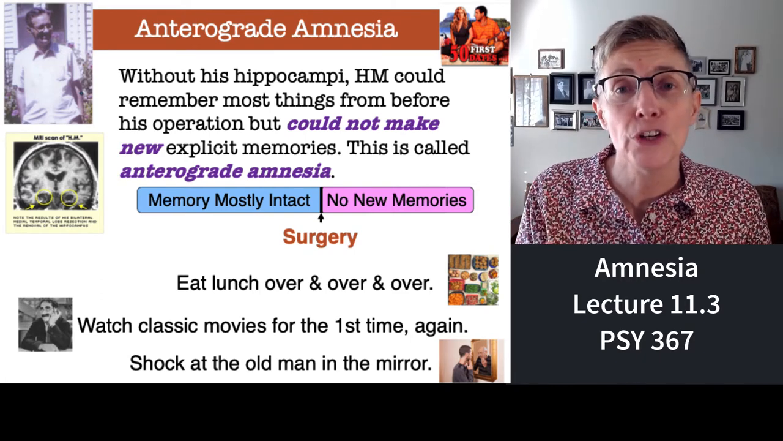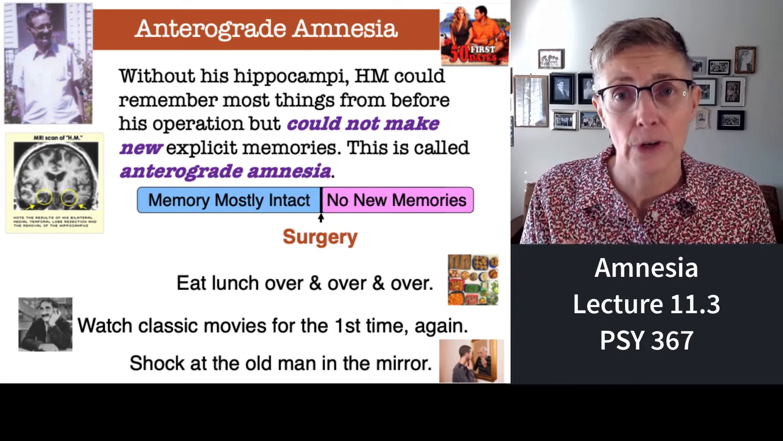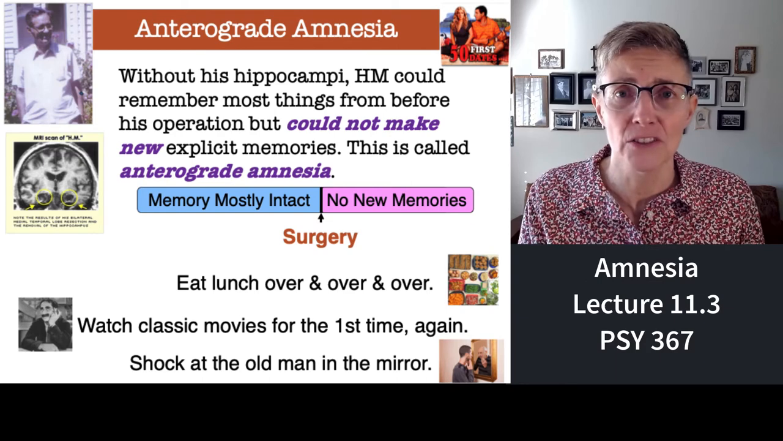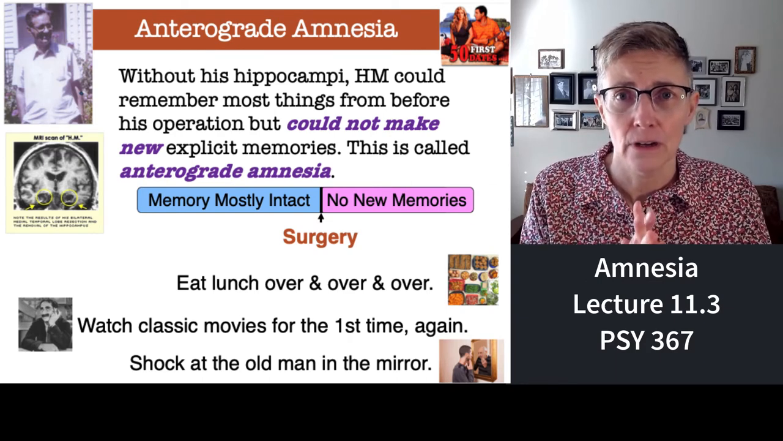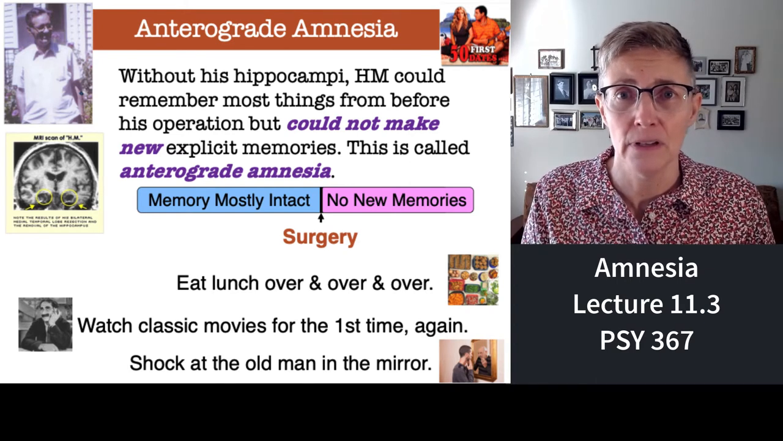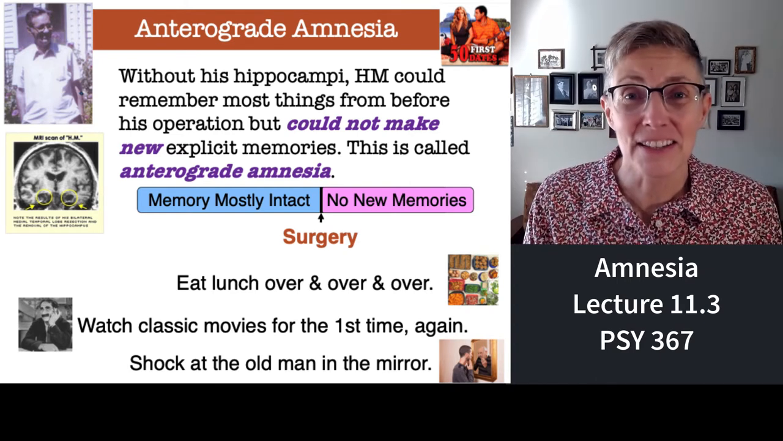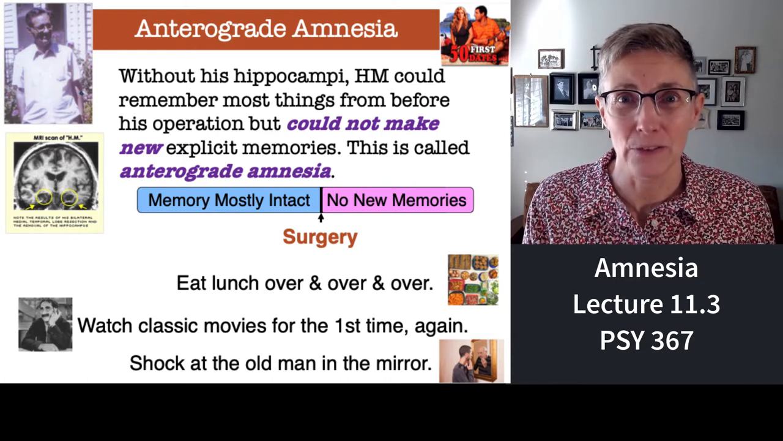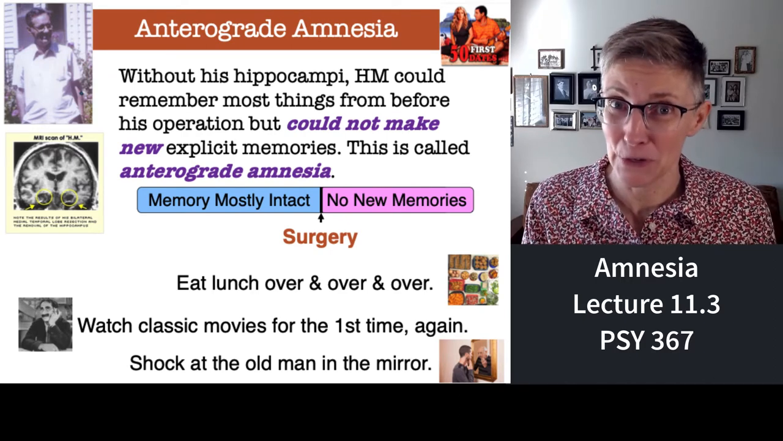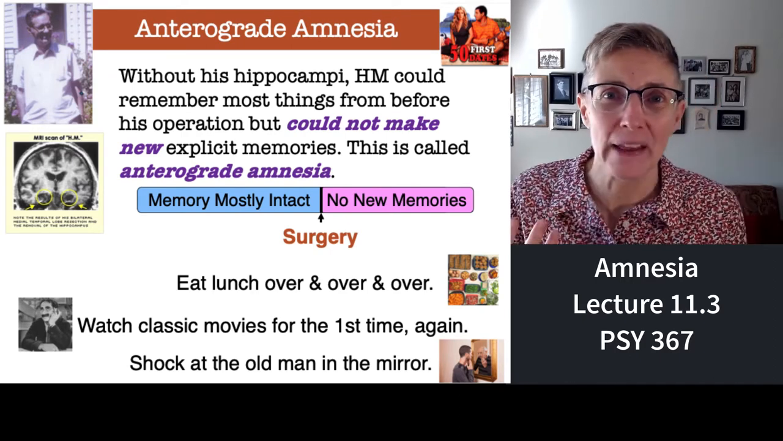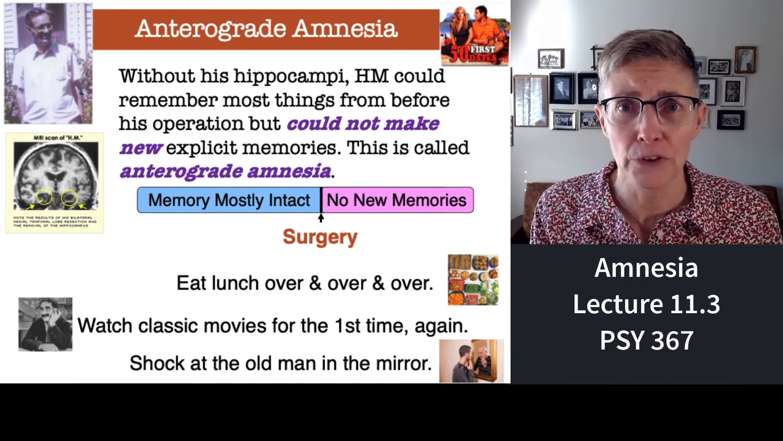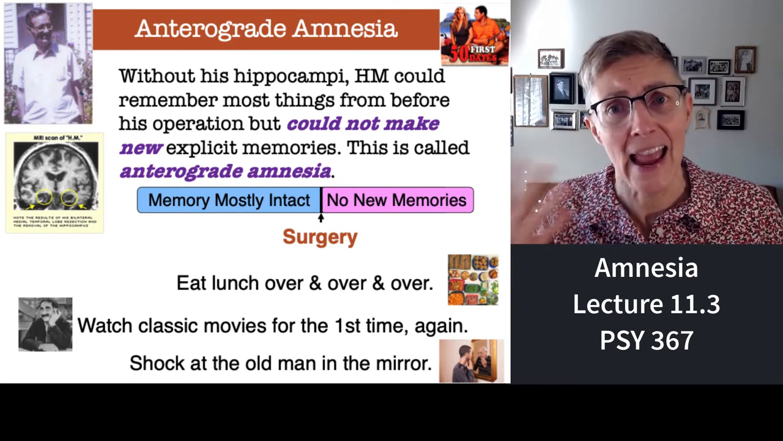Henry Molaison could not form new memories from his life after his surgery. You might think, well, maybe that's not so bad. Imagine remembering yourself as a 20-year-old, and every morning you get up and look in the mirror, and a 60-year-old version of yourself is looking back. Wow. Okay. That would be pretty traumatic. But there were other aspects of patient HM's life that were pretty limiting. He couldn't go out and get a job, for example, because he couldn't remember that he had a new job.